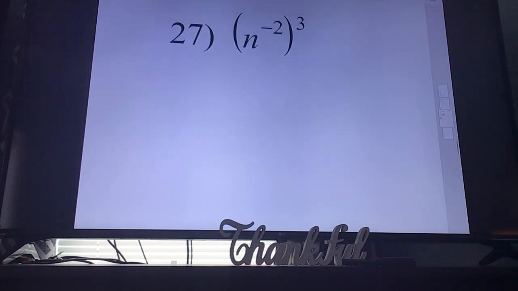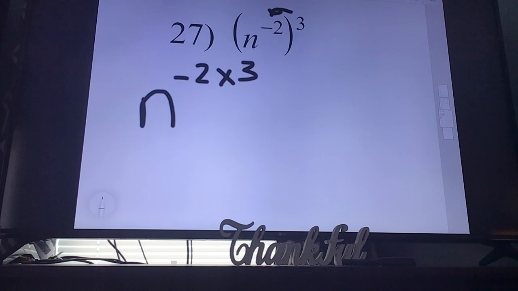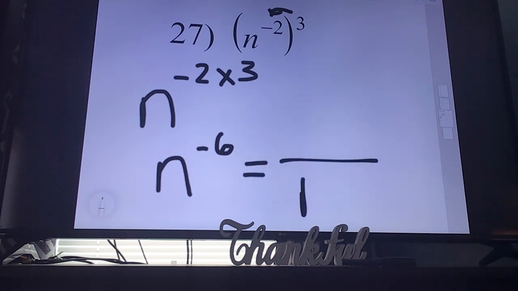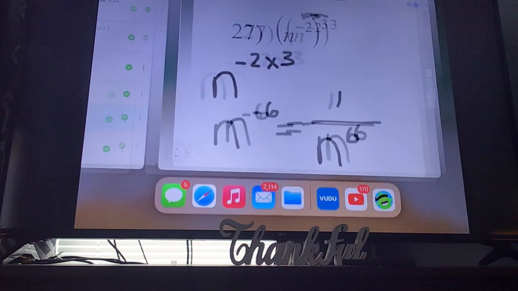Okay, 27. We just are going to distribute this to every number, and there's only one there, so you're going to have n to the negative 2 times 3. Well, negative 2 times 3 is n to the negative 6. Okay, do we have any negatives? Yeah, and so we need to move that. They go on the bottom. It's going to become a plus 6, and a 1 goes on top.